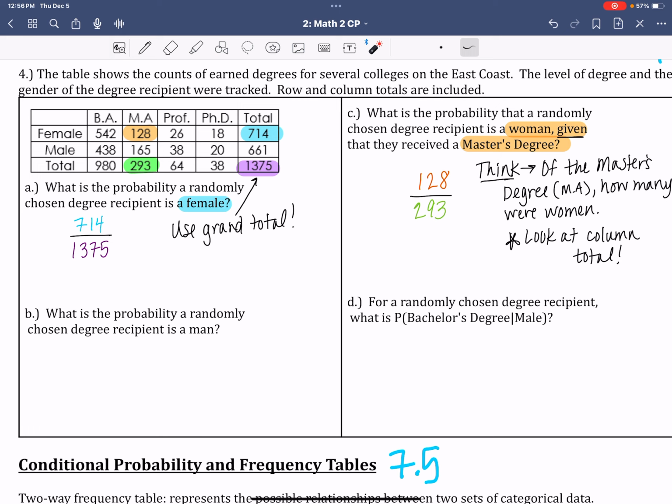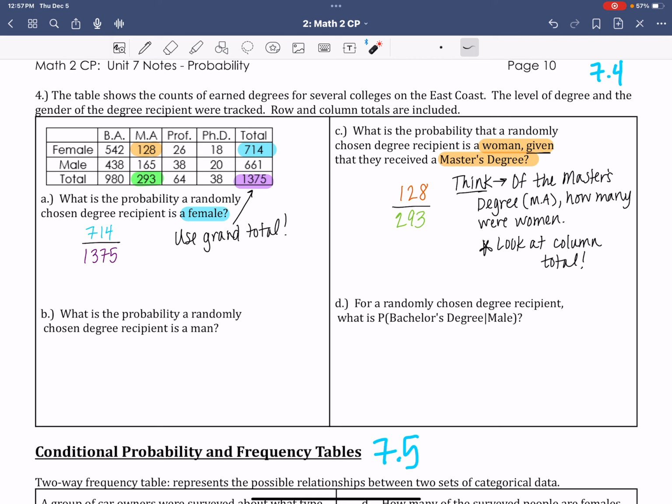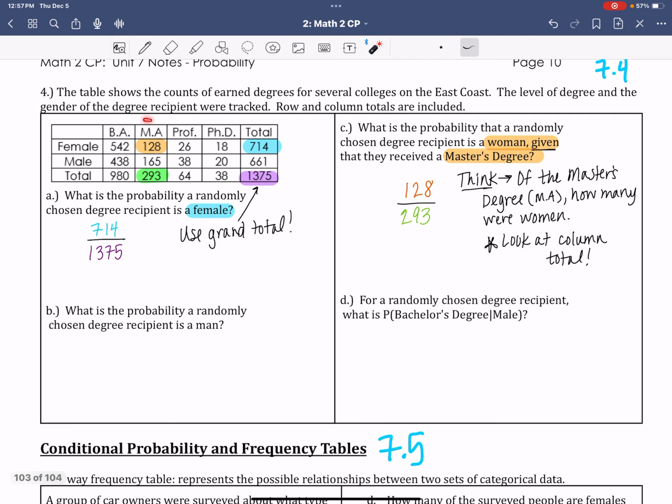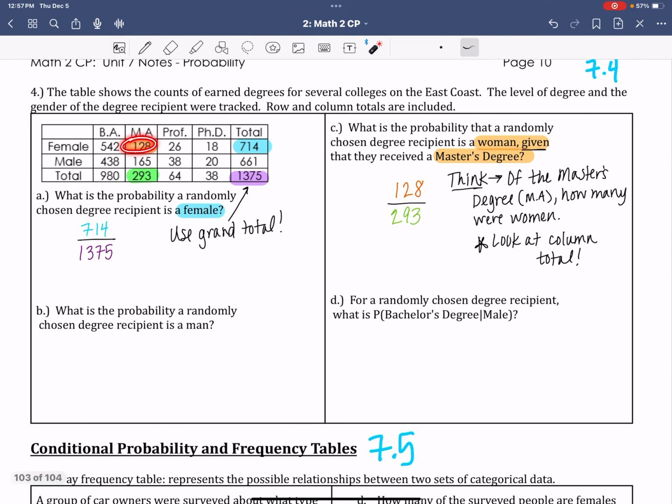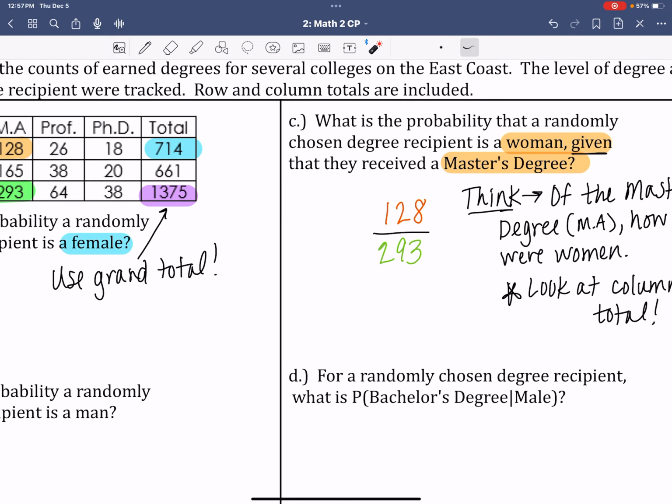We're still using the same table. What's the probability that a randomly chosen degree recipient is a woman given they received a master's degree? So of the master's degrees, how many were women? You're going to go to your master's degree column, look down, and use that total. Since we're looking at the master's degrees, that's where we got the 293, and 128 were women. And that's it.